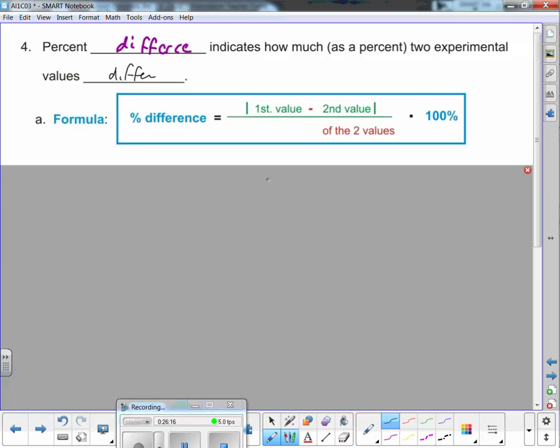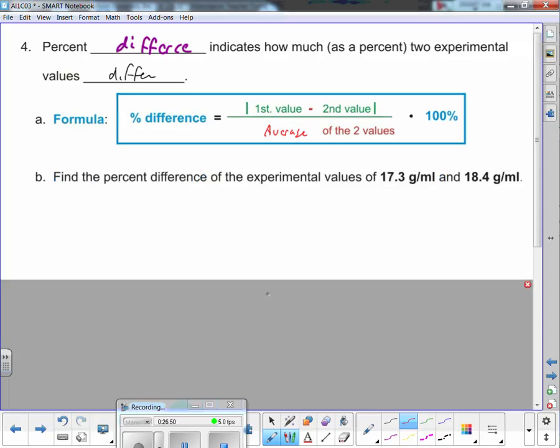Now we're going to do the absolute value. Positive and negative doesn't matter. We're going to divide by the average of the two values times 100%. And that'll give you a percent difference between your two experimental values. So first value minus second, divided by the average of the two values, and that will give you a percent difference between those two values.